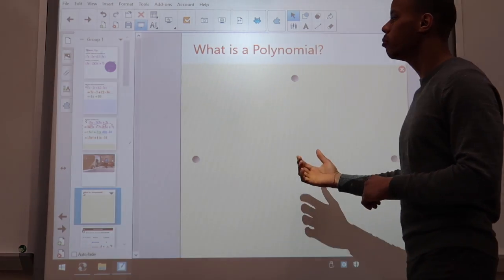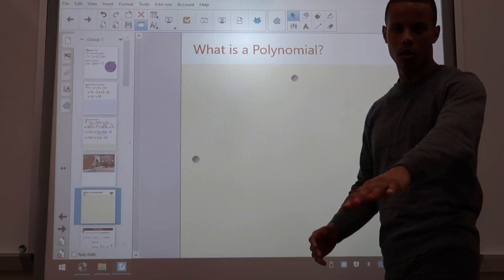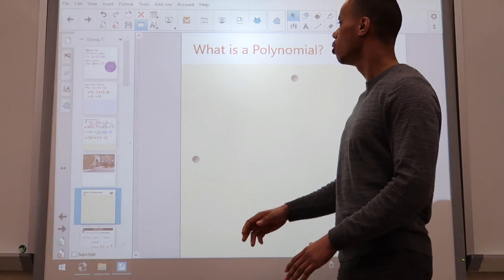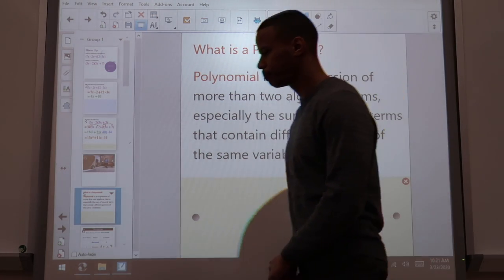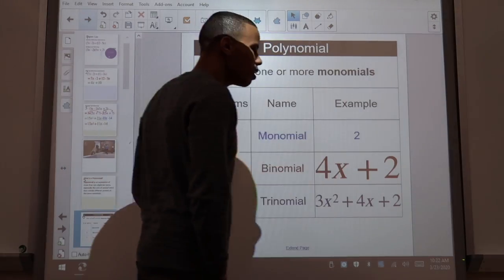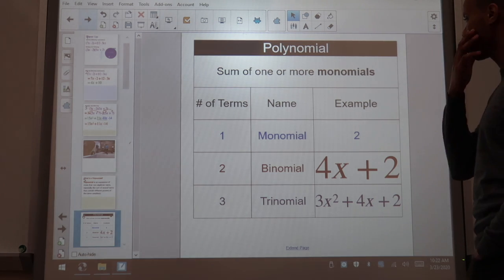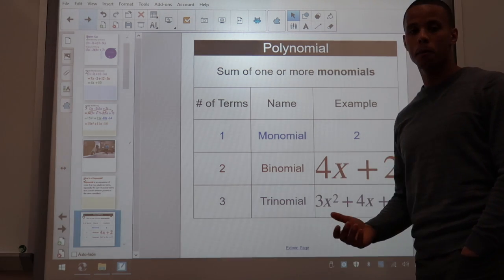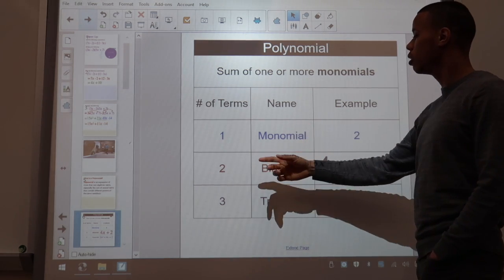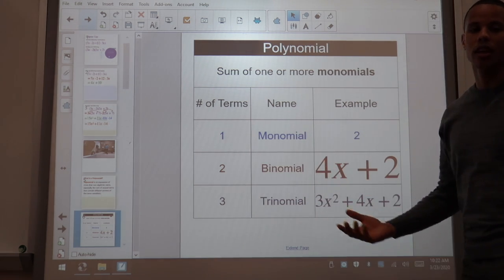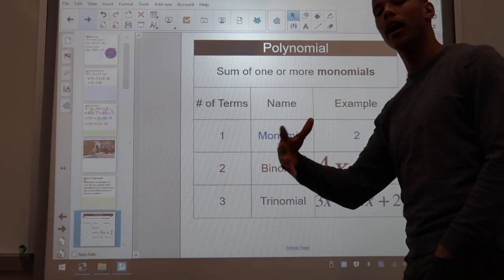So what the polynomials allow us to do is introduce more interpretations. This is what I want you to do. I want you to freeze the video if you have to, and write down the definition of what a polynomial is. This is something that you've seen before too. A polynomial is the sum of one or more monomials, right? So how many terms do you have? For a monomial, you have one, and the example is any number, like 2, 3, 4, 5, or any variable, like x, y, z.